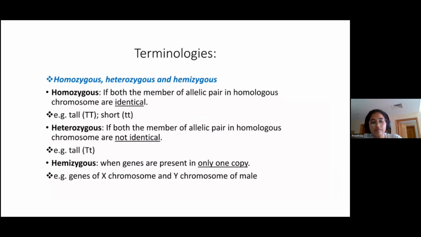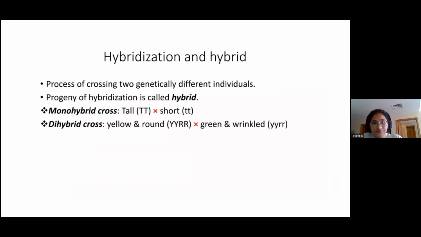So in men, we have XY chromosomes, right? So you have a total of 46, which is 44 plus X and Y. So this is only one copy. The genes are present in only one copy. What's present in X is not present in Y. But for women, it's XX, so you have both X chromosomes.